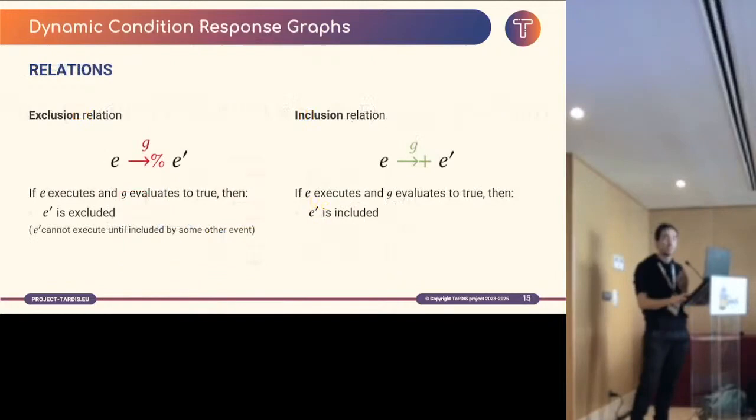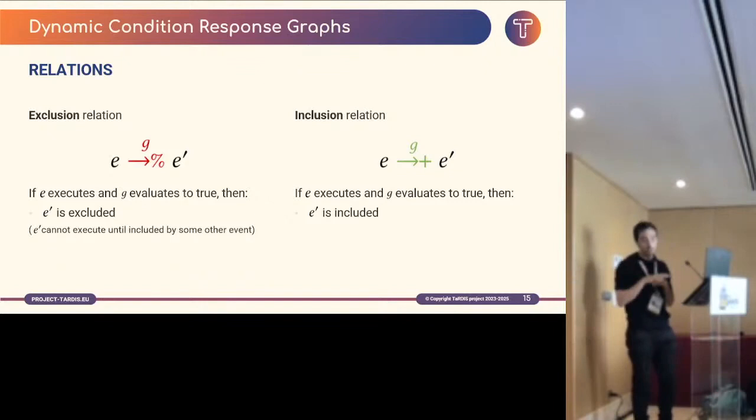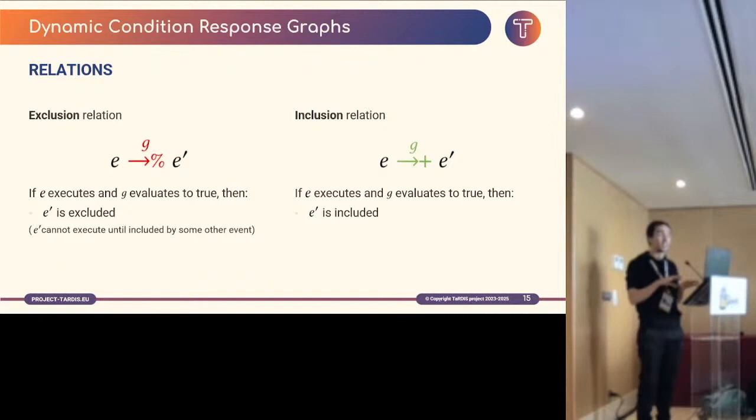Okay, so regarding relations, the relations are edges of the graph, and there are six types of relations in dynamic condition response graphs. So the first two, exclusion-inclusion relations, allow for the dynamic inclusion and exclusion of nodes in the graph. Note that the inclusion and exclusion does not mean that the nodes do not exist. It just means that we do not take those nodes into account when evaluating constraints.